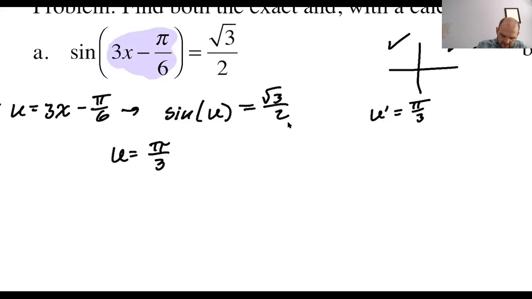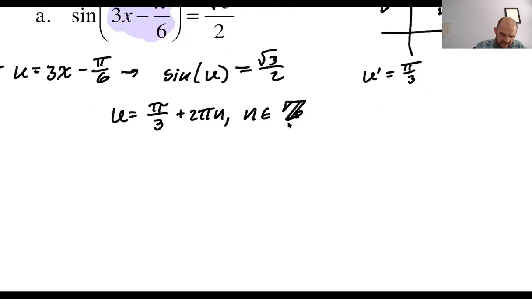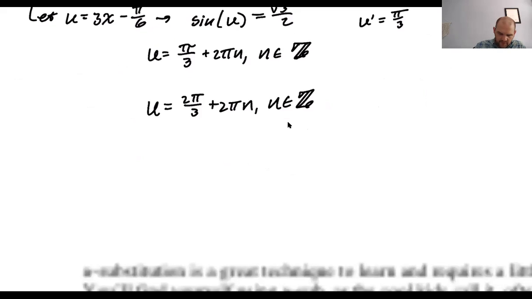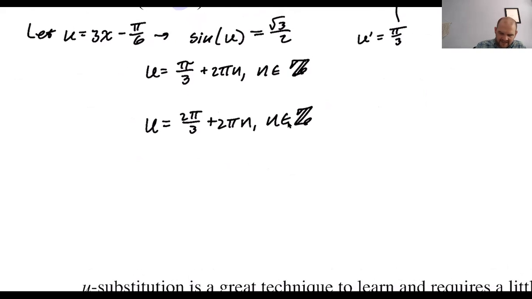This is the first quadrant. But I can add 2 pi n to that. Anytime I'm coterminal, it's going to work. Sometimes you skip the n as an element of the integers until the very end. That's totally fine. Or u is equal to 2 pi over 3 plus 2 pi n, where again, n is an element of the integers. Okay, but we weren't asked to solve for u. We were asked to solve for x.